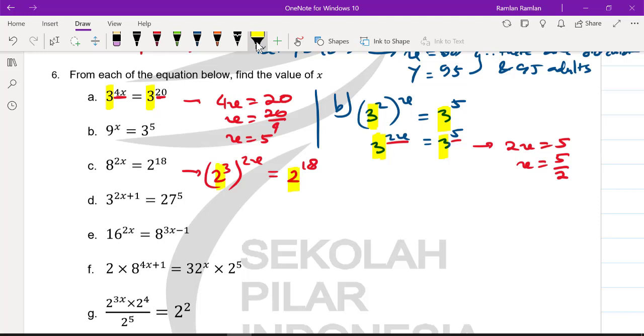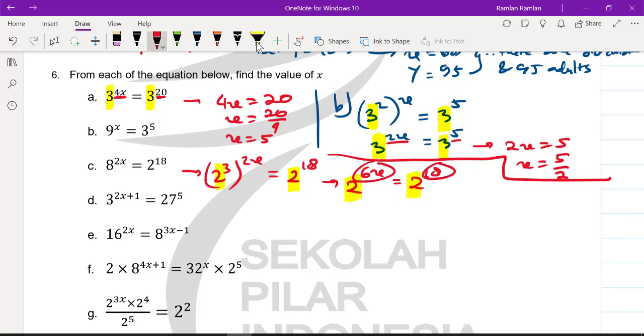Now we have the same exact base, but we're not done yet because we have a bracket. Open the bracket first by multiplying these two things here. That'll be 2 to the power of 3 times 2x, which becomes 6x, and it equals 2 to the power of 18. Now we have the same exact base in the simplest form, so just take these two. That'll be 6x equals 18, and divide both sides by 6, and you will get x equals 3.